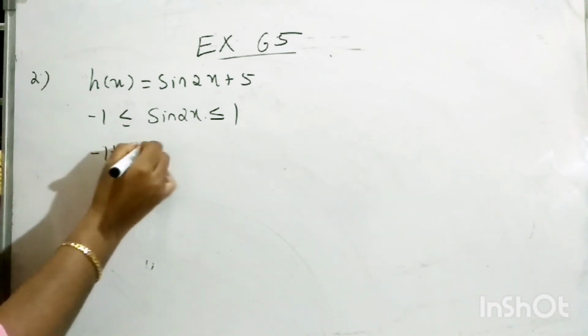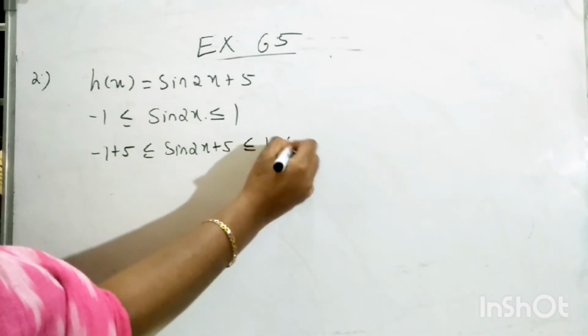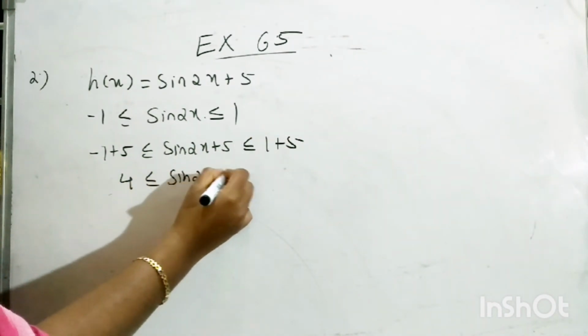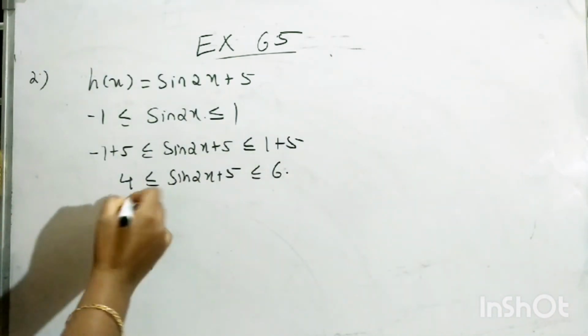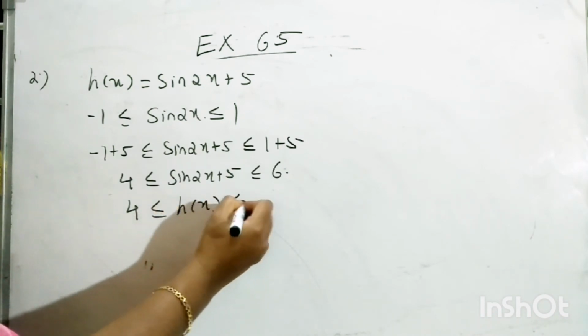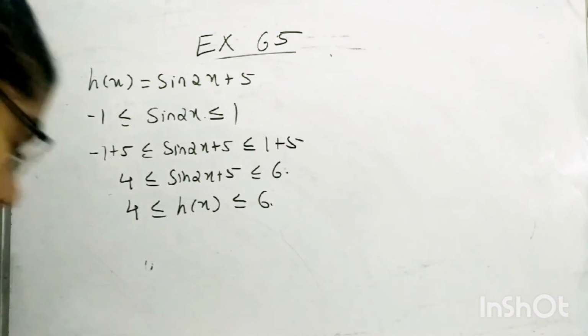So minus 1 plus 5 less than or equal to sine 2x plus 5 less than or equal to 1 plus 5. What is this? 4 less than or equal to sine 2x plus 5, that is our h of x, less than or equal to 6. What we got here is the minimum value of our function is 4, and the maximum value of our function is 6.